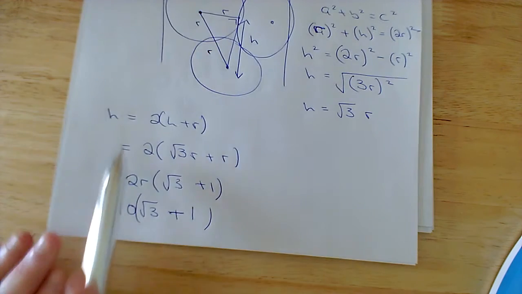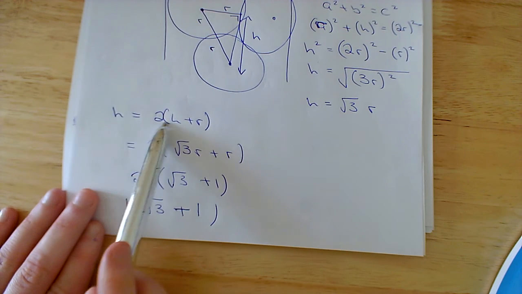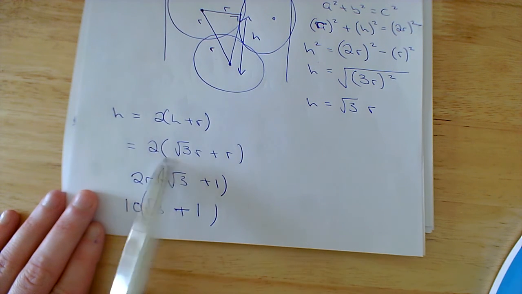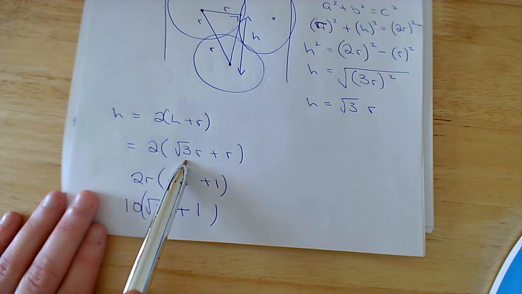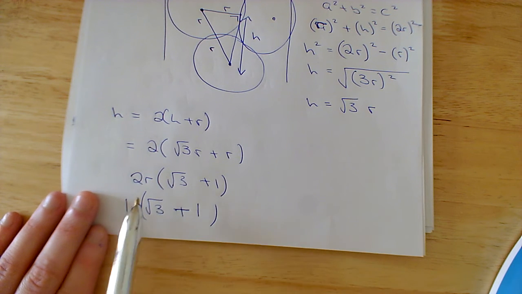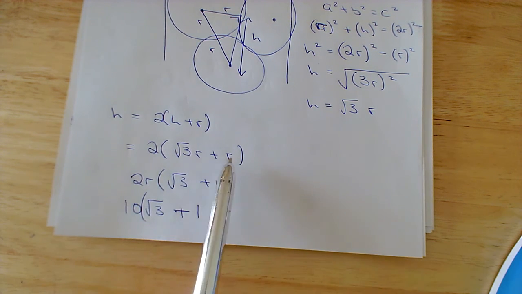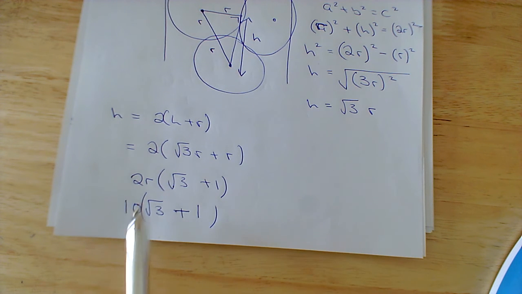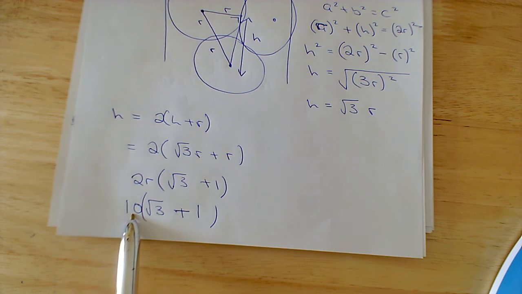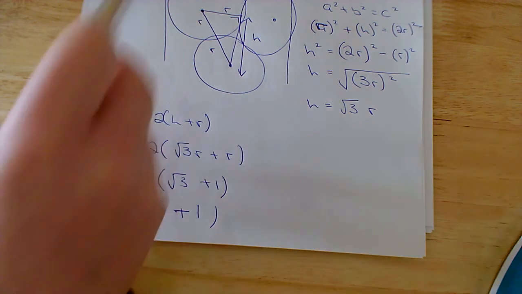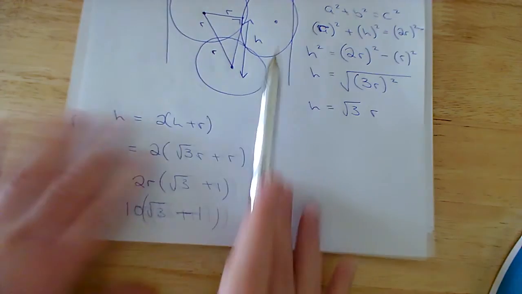So the height of the actual frame is going to be 2 bracket h plus r. So 2 bracket, my h we just found out is root 3 r, plus r. When I multiply things out, I take out my r, so I get 2r, and I'm left with root 3 plus 1. Then I know that my radius is 5, so I sub in for that and I get 10. So I get 10 bracket root 3 plus 1 is my height outside here.